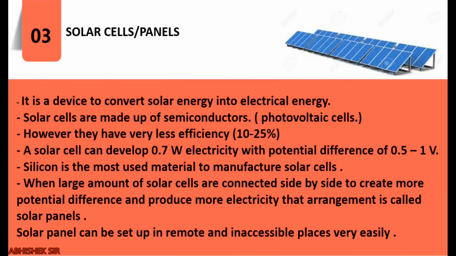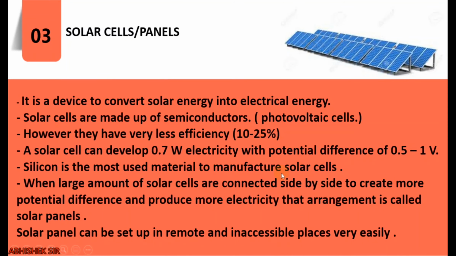Silicon is most abundantly used to manufacture solar cells, but again let me remind that it needs a special grade silicon. When a large number of solar cells are connected side by side to create more potential difference, because you see 0.7 watt from one solar cell will not be very efficient for our daily life work. So we need more wattage. So what to do? We will just connect solar cells side by side and create a long chain series of solar cells that you can see over here. They are known as solar panels, right?